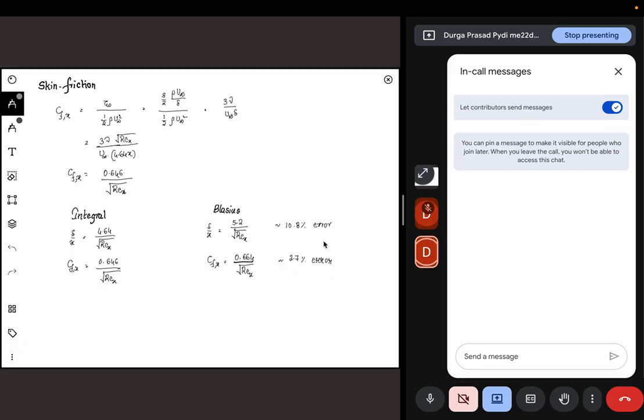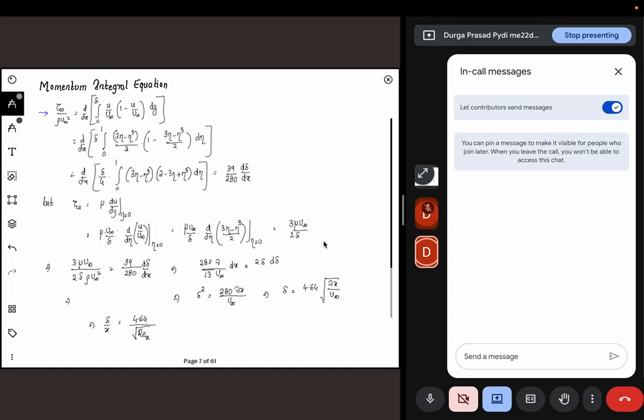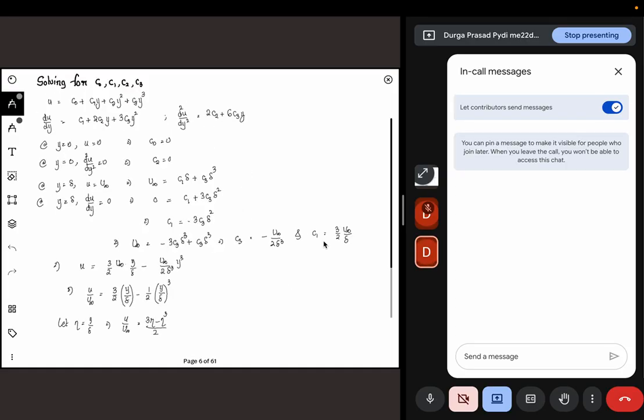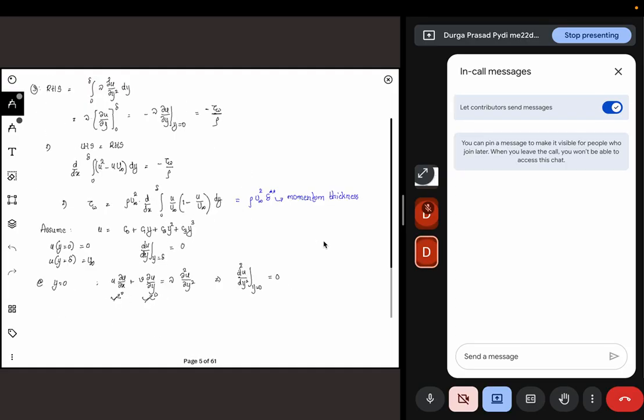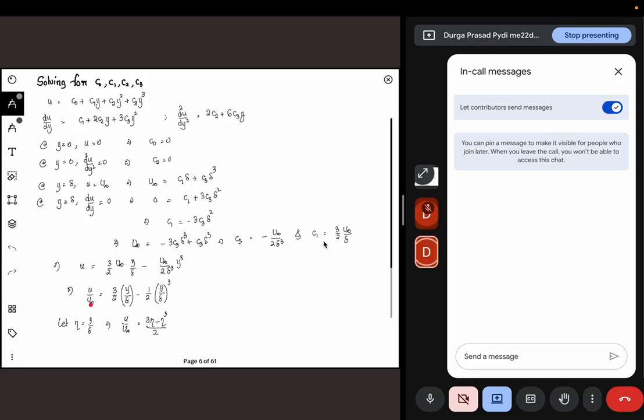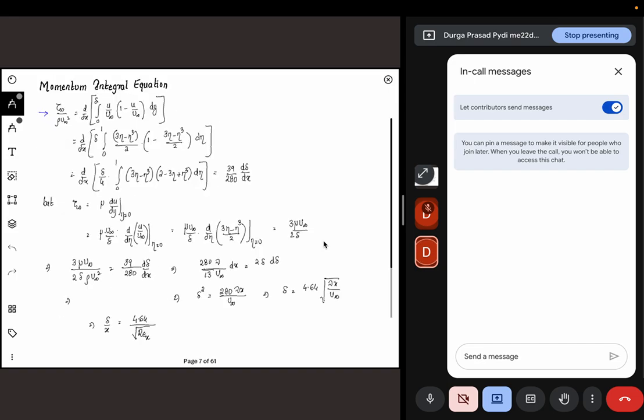Last week we did so many transformations. We used some assumptions that it has to be similar. The same assumption is something that we used even here. If you recollect, here we are writing again u by u infinity is a function of y by delta alone, where delta could be a function of x. So this is again something like the self-similarity assumption that we have used before.